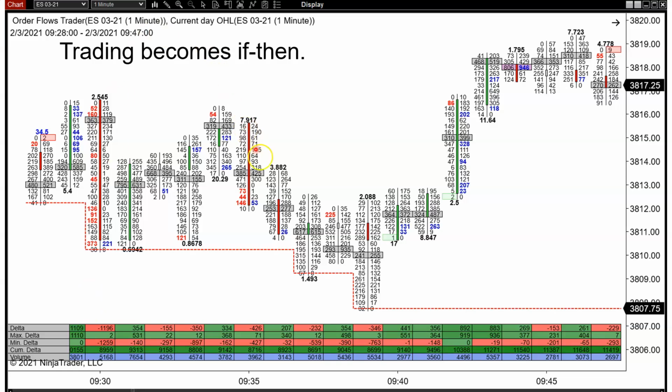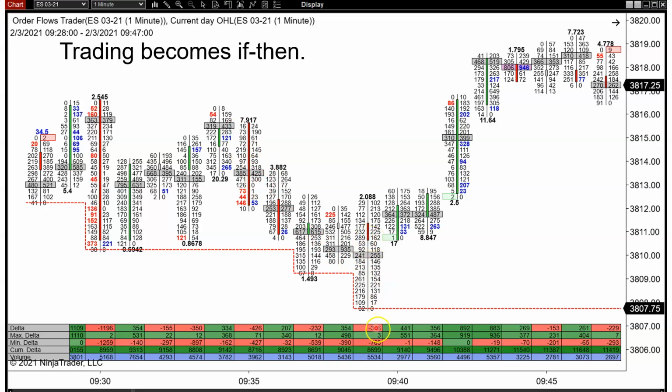So as the market is going lower, lower, lower, you hit your low. Okay, what's going on here? Well, points of control are migrating lower. 1, 2, 3, 4, 5. But now we've closed above the point of control.